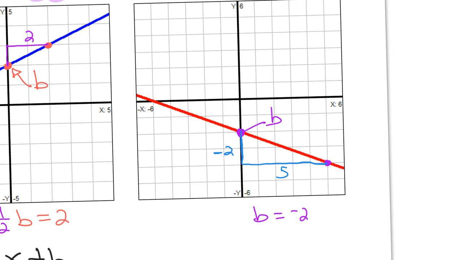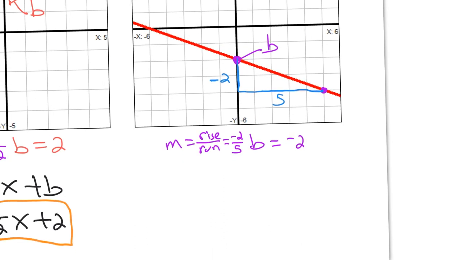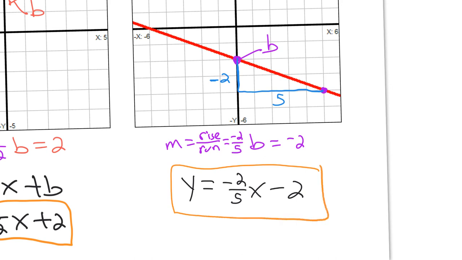So I have m equals rise over run, which equals -2/5. So when you put everything together, you guys will have y equals my slope, -2/5, x, and b is -2. So I'm going to put a -2 for my b value. And that is my slope in its form. You have y by itself, you have the slope, and you have the y-intercept. M is rise over run, and b is going to be your y-intercept.